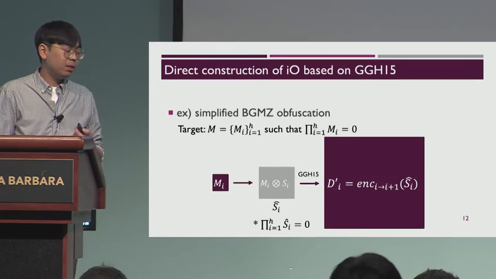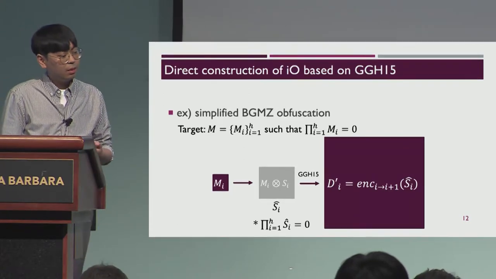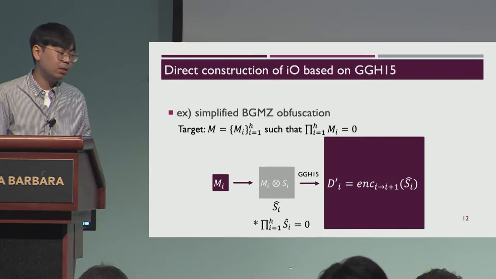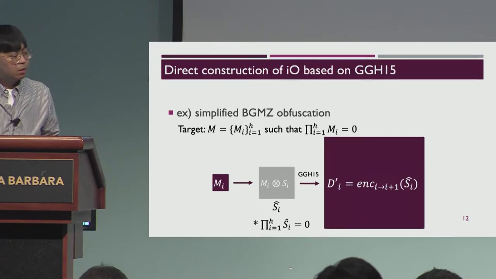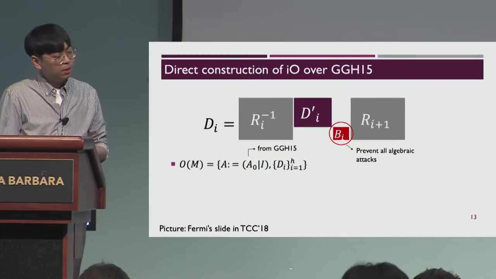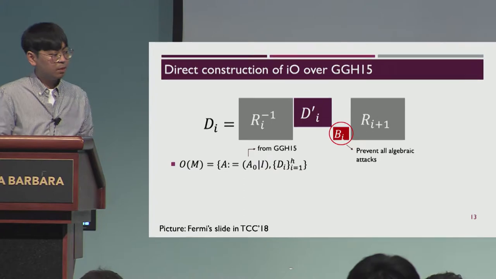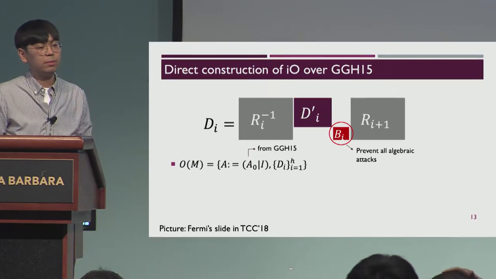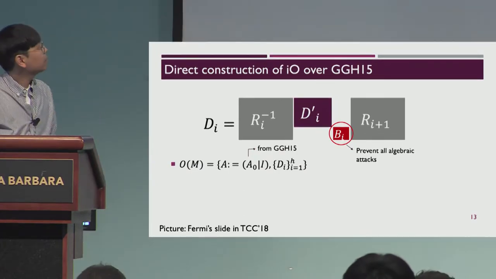For a matrix M_i, we can calculate a randomized matrix S_i hat using a canonical tensor product. And then using the GGH15 multilinear map, we compute D prime_i, which is an encoding of S_i hat with an edge from i to i plus 1. And then the BGMG paper adds an extra block matrix called P_i to prevent all algebraic attacks. Moreover, to hide the extra block matrix P_i, they multiply two invertible matrices, R_i inverse and R_{i+1}. We call the result matrix D_i.